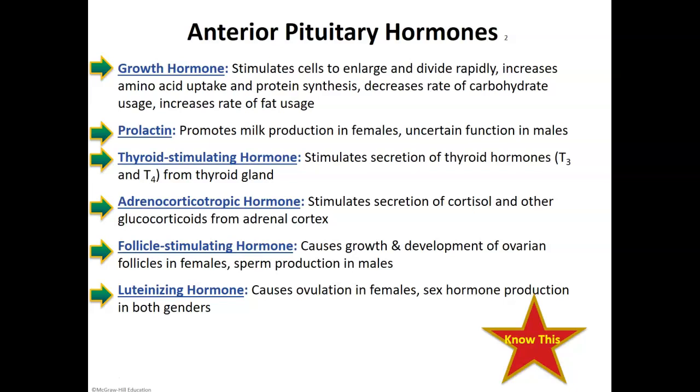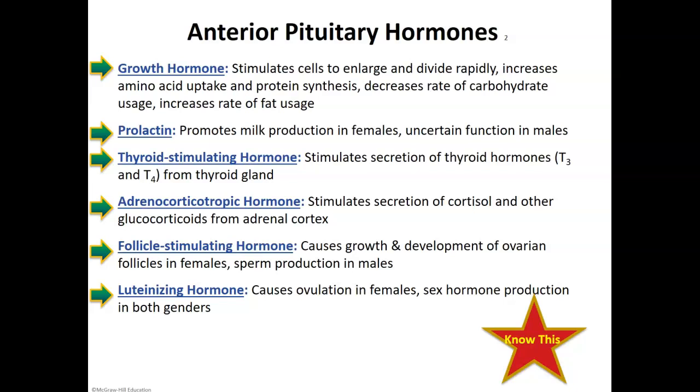Prolactin is going to directly stimulate milk production in the breast tissue after parturition. Thyroid stimulating hormone will stimulate the thyroid to produce both T3 and T4, both active forms of thyroid hormone. Adrenocorticotropic hormone is going to stimulate the secretion of cortisol and aldosterone specifically, among a few others, from your adrenal gland. And then we have FSH and LH.